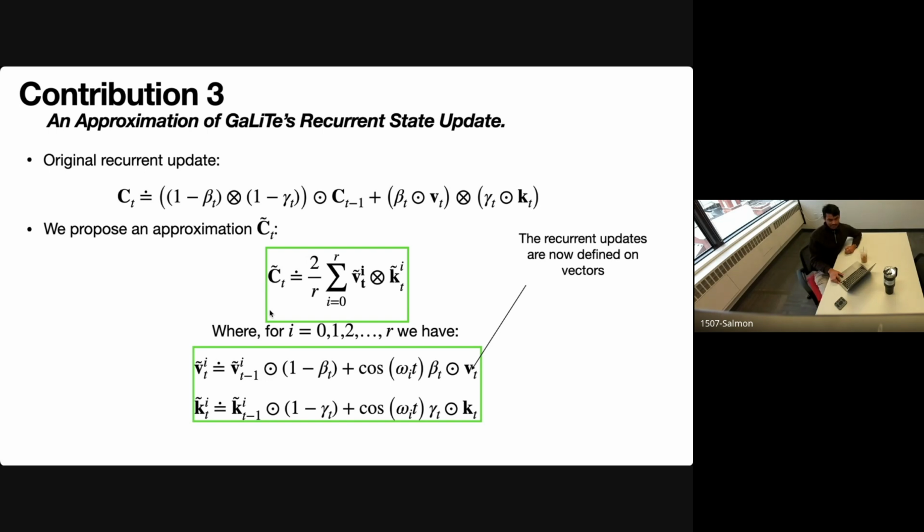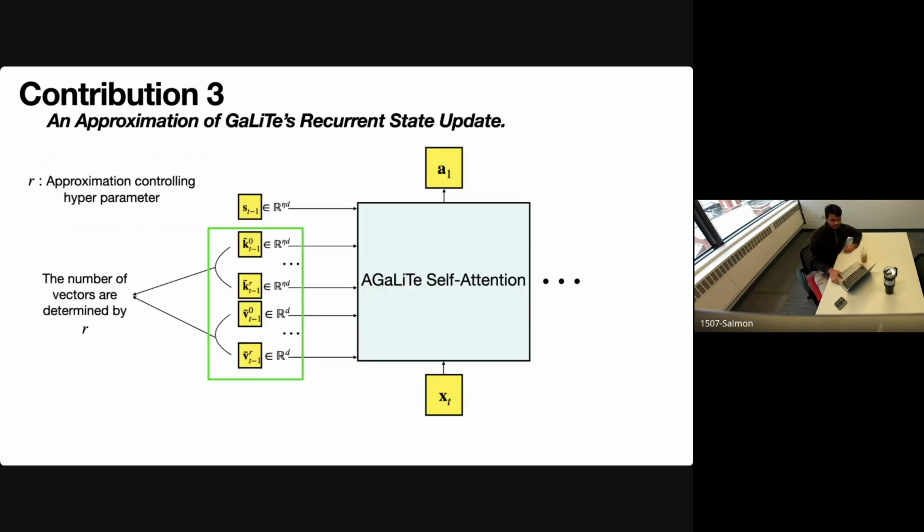So the change from the original recurrent update to the new recurrent update is that we no longer require storing the entire matrix. Instead, depending on the rank that we choose, we can store a bunch of vectors as a recurrent state, and then we update on those vectors to calculate the recurrent state update.